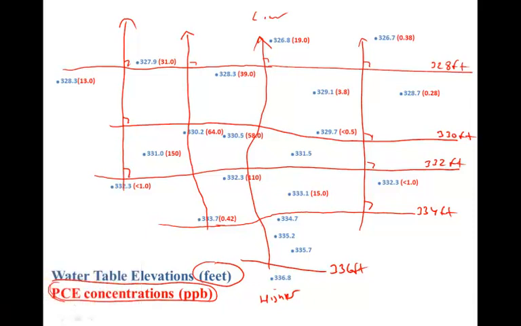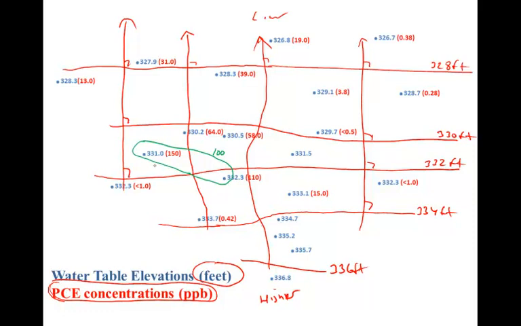Our last step is to contour where the contamination is, and then think about where it's going to move, based on the groundwater flow lines. Our concentrations range from 150 ppb to less than 1 ppb. I'm going to draw my first contour, and make it a 100 ppb contour. All the points greater than 100 ppb are on one side of the line. All the points less than 100 ppb are on the other.